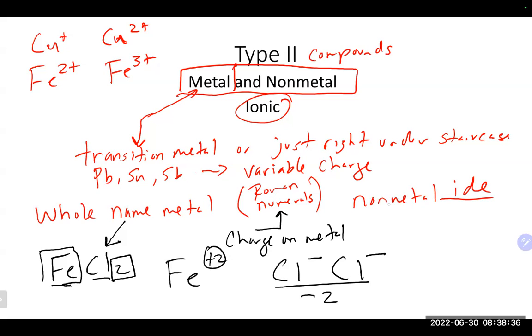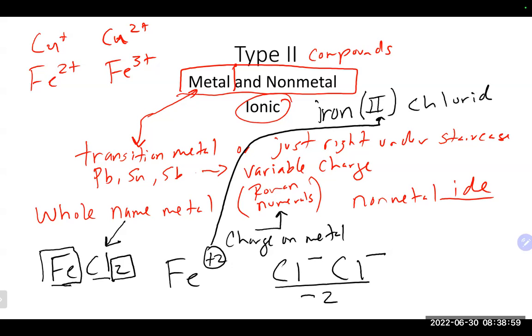Now, in terms of naming this, we would go with the whole name of the metal, which is iron. The Roman numeral here would be 2, and that is for the charge that is on the metal. And once again here, even though we have 2 of the Cls, it has no effect on the name. It is just chloride at the end. So this would be iron 2 chloride. Any questions on that there?